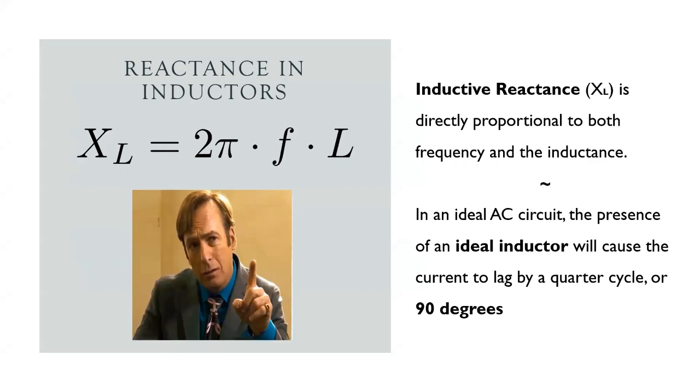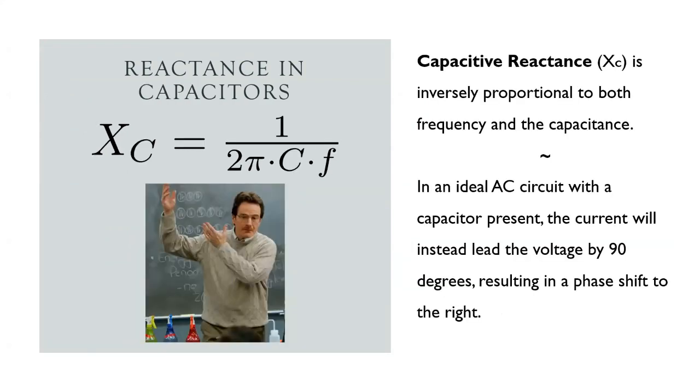If we're looking at inductive reactance, it's directly proportional to frequency and the inductance. So if those two values increase, so will our inductive reactance. In an ideal circuit, if we were to add an ideal inductor, it would cause the current to lag. So our angular frequency would change.